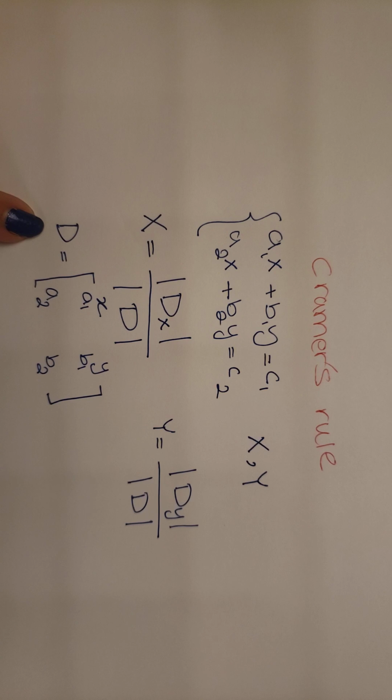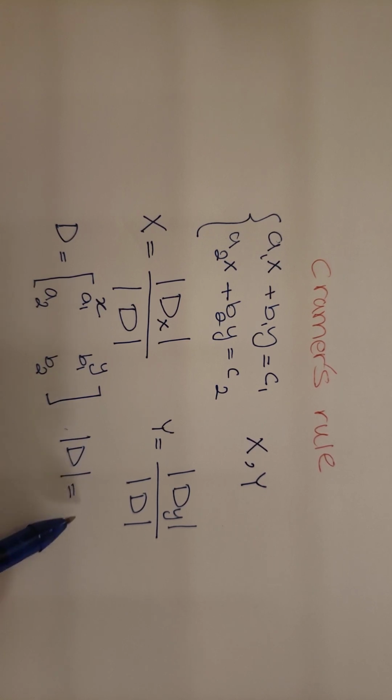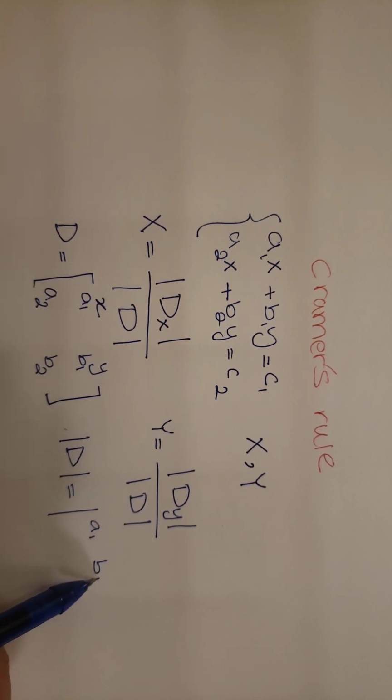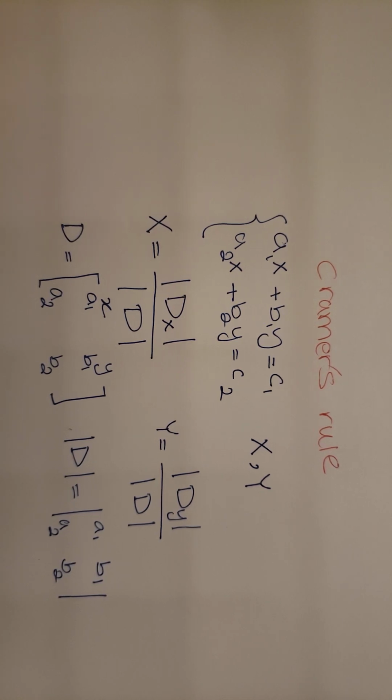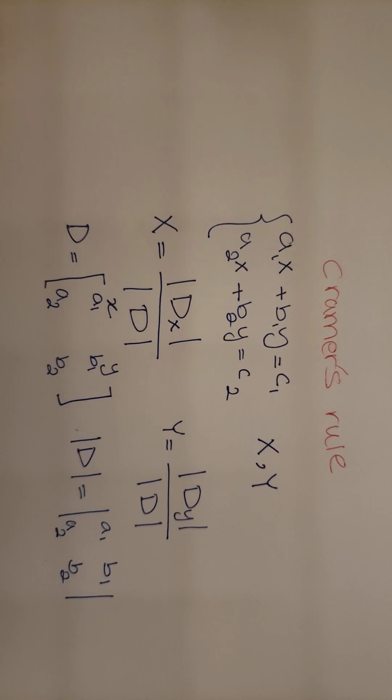This is matrix D. If I want to calculate the determinant, that would be a1, b1, a2, b2. Okay? Now, let's see how to find the matrix and then the determinant of dx.